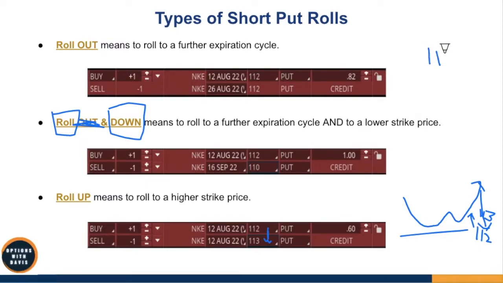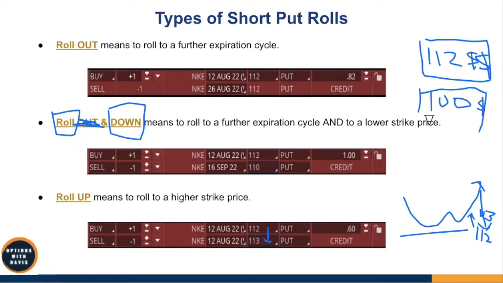So for example, if you have a 112 strike price versus a 100 strike price, this will always cost more for a put compared to this. So if you are rolling down, what you're doing is you're buying the more expensive put option back, and then you're selling a cheaper one. So this will never give you a credit. It will always be a debit.